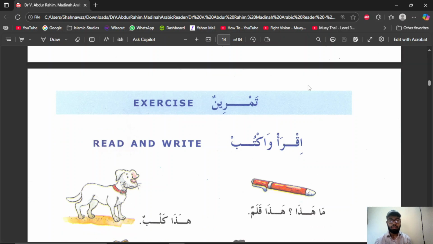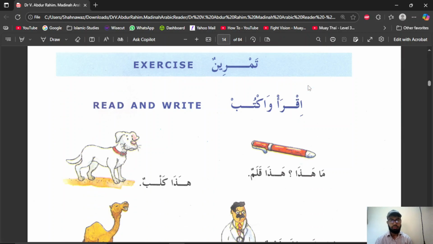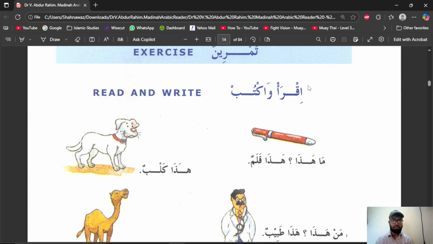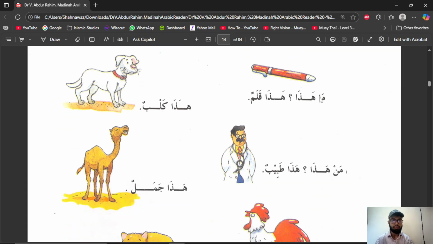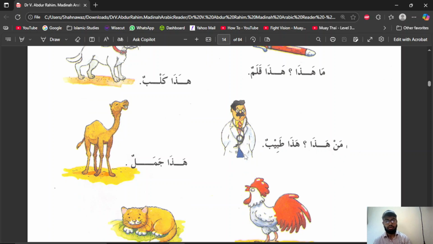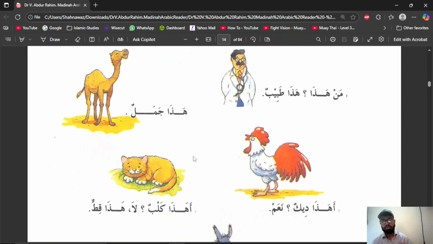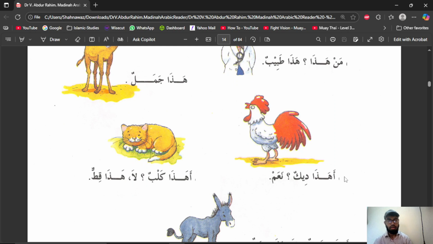All right, so we got another exercise here. So it says iqra wa uktub, read and write. So we can just read this for now. Ma hada, what is this? Hada qalamun. Hada kalbun, this is a dog. Man hada, who is this? Hada tabibun, this is a doctor. Hada jamalun, this is a camel. Ahada dikun, is this a rooster? So yes, this is a rooster, so we say na'am.